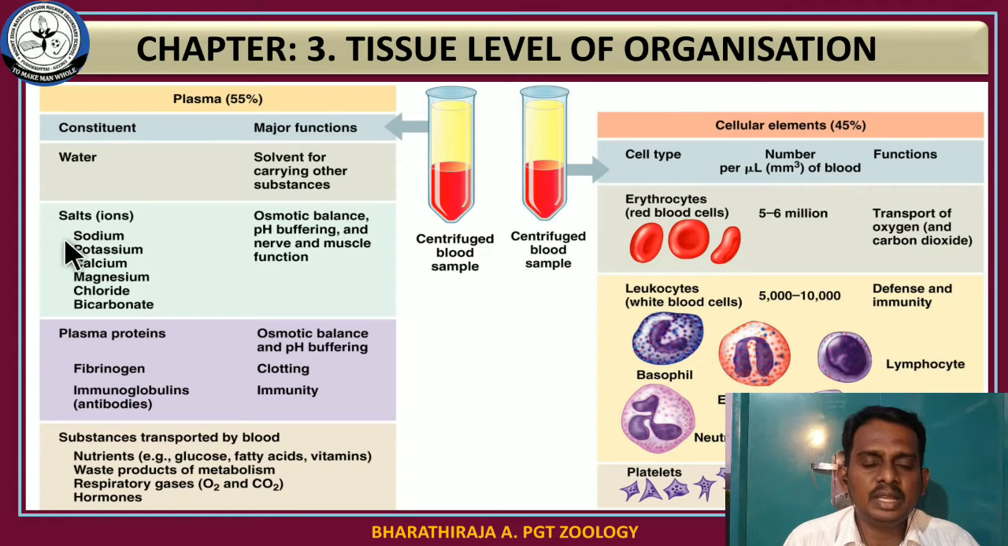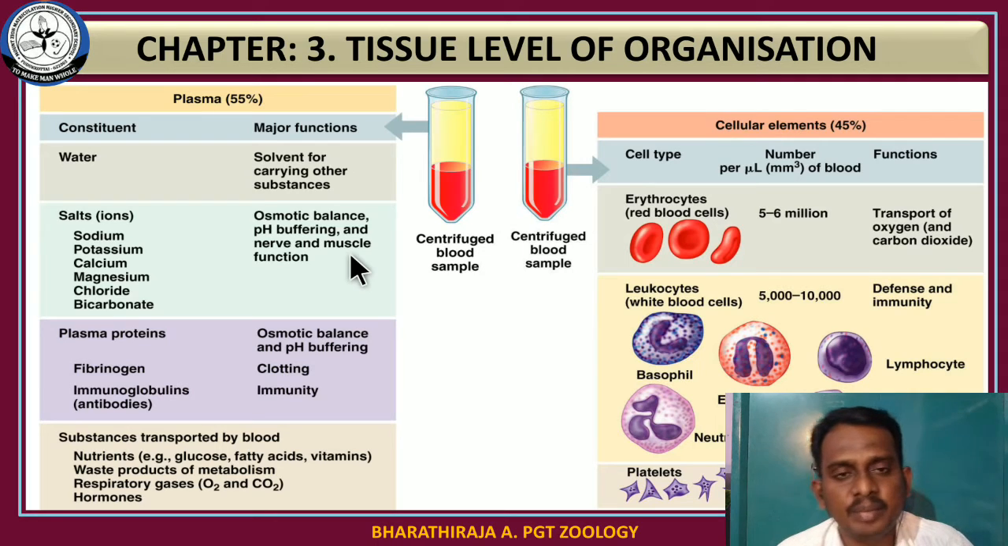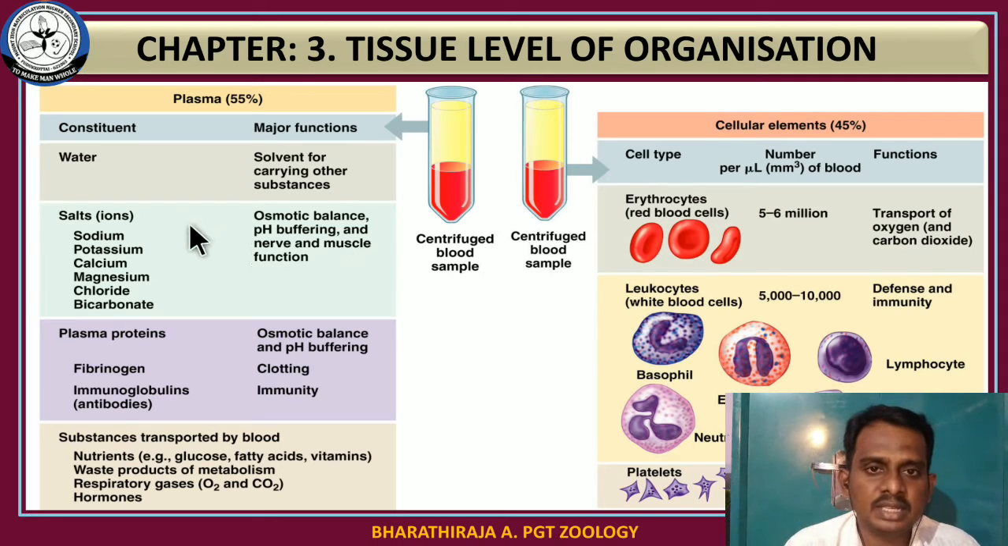Okay, and what are the essential functions that are carried out by these minerals? Osmotic balance, pH buffering, and nerve and muscle function. Sodium and potassium are essential for nerve impulses, and bicarbonate is also essential for maintenance of pH. Okay, these are some other functions.